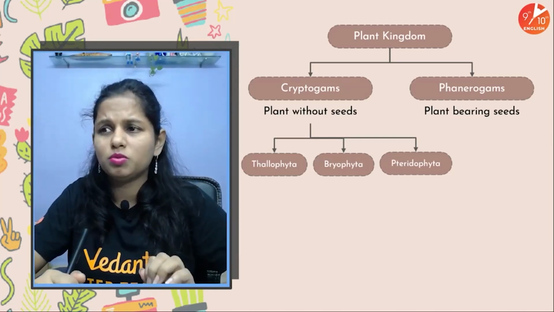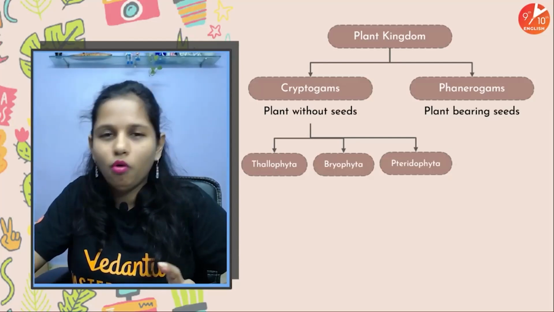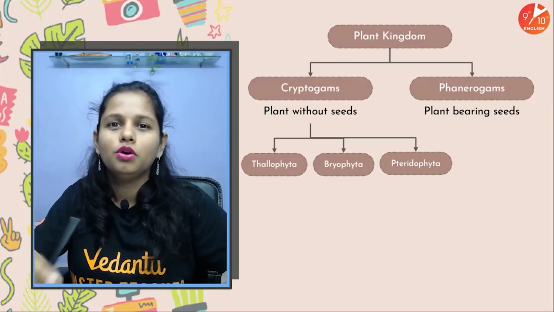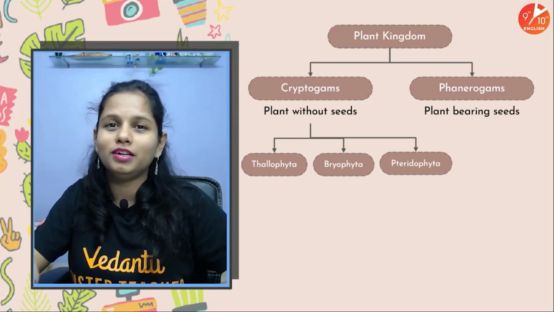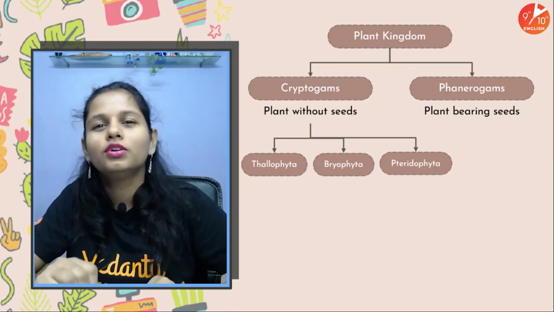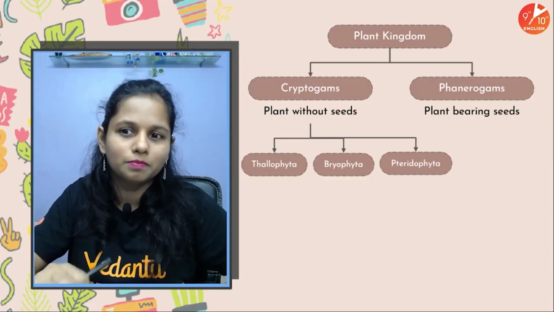Right now, these names must be sounding alien and weird. But let me tell you, when I will be teaching you all these divisions in detail, you will fall in love with the concepts and you will definitely learn all these names on the go. So yes, Thallo, Bryo and Pterido, these are the 3 divisions under Cryptogams.